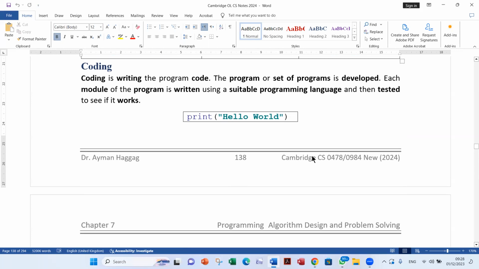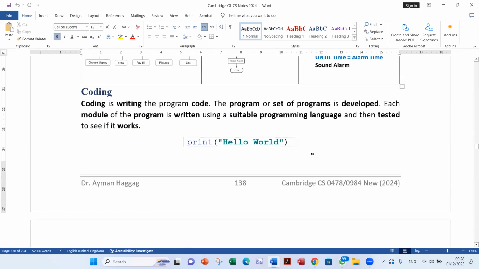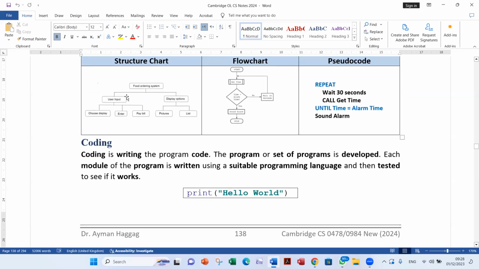Coding is actually writing the code for the program using a suitable programming language. But because you will be sitting for paper 2 as a written paper, you will not be sitting on a computer. You will be doing pseudocode instead of actual code. So coding is writing the program code, the program or set of programs, a set of programs if you have decomposed the program into smaller parts, is developed.